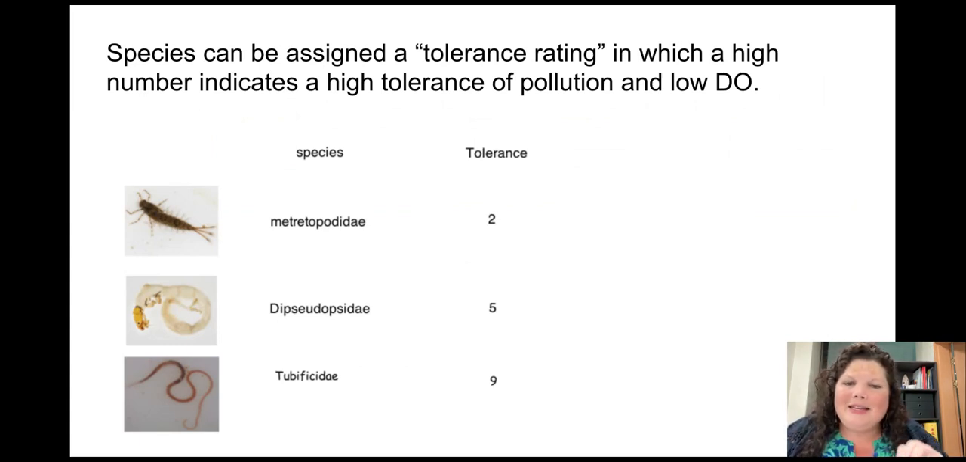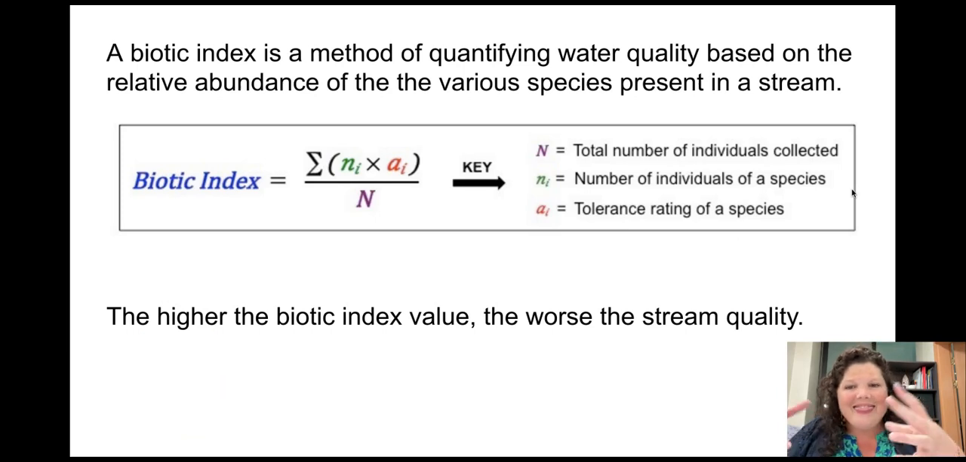So these species can be assigned a tolerance rating. So pretty much, do they have a high tolerance? Do they have a low tolerance? So for example, our Tubificidae has a very high tolerance. It gets a high number, where, I'm not going to try to pronounce it, our Metrobibida has a very low tolerance. So it has a very low number. Then we can create this biotic index.